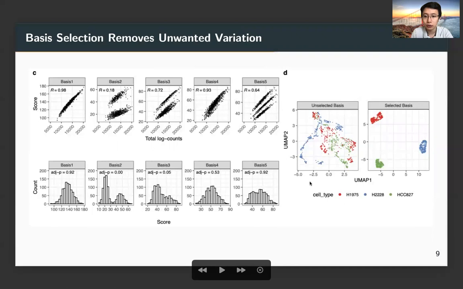In order to validate this selection, here we use UMAP to show the genes from the selected bases and the unselected bases. Here we can see using the genes from the selected bases, we can perfectly distinguish the 3 cell types. But for the genes from the unselected bases, the cell types are just mixed together.